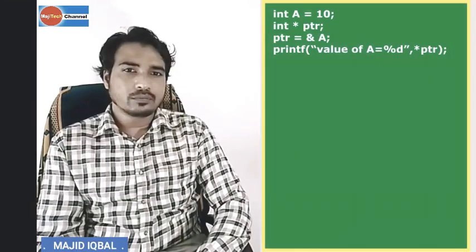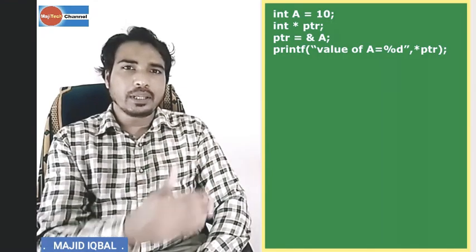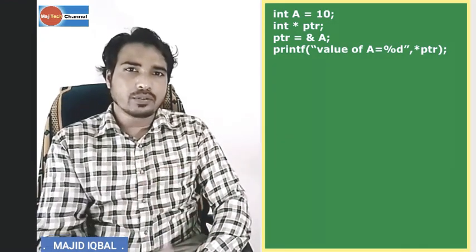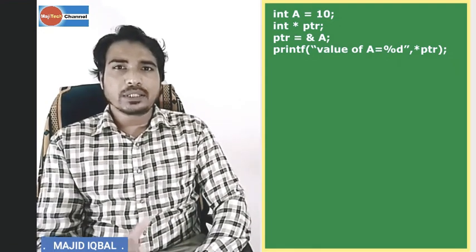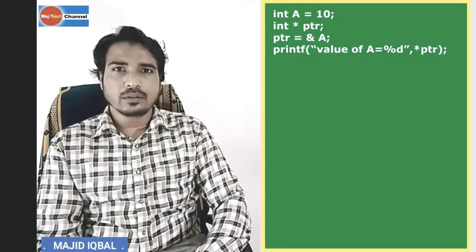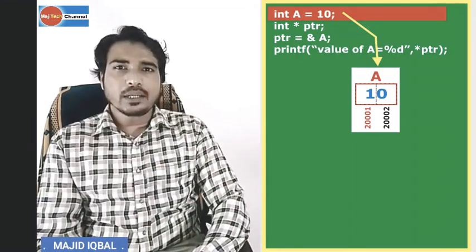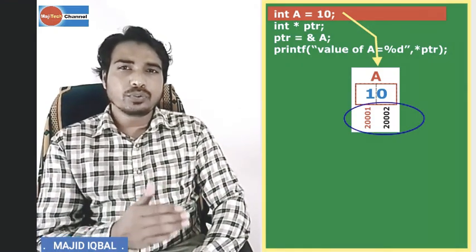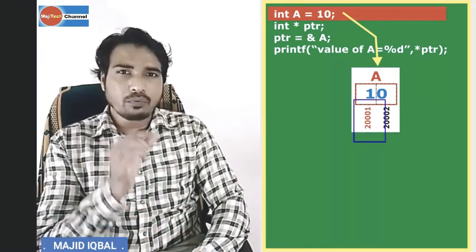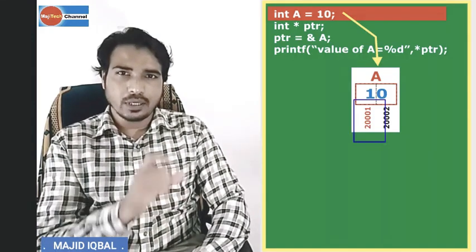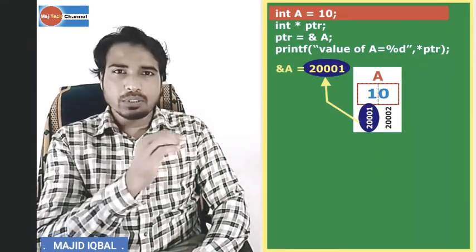Consider a segment of code. int a = 10; int *ptr; ptr = &a; printf("value of a = %d", *ptr); We have declared a variable a of type integer and stored 10 to it. It requires 2 byte to store. Suppose 20001 and 20002. 20001 will be considered as the address of a. It is the starting address. Hence, we can write address of a is equal to 20001.